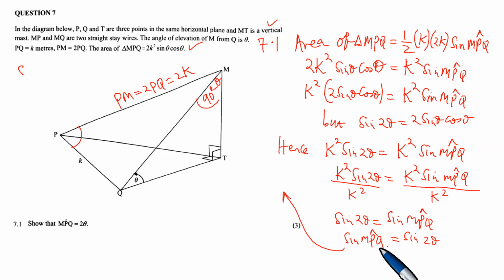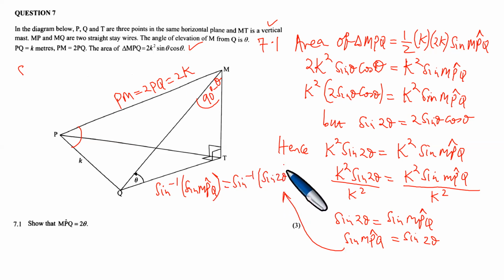Right, so given this now, we can take the arc sine on the left and arc sine on the right. Let's just do that. So we take the arc sine on the left, and then we have the sine of angle MPQ, which is the arc sine of the sine of twice theta. Okay, so the arc sine removes, and we have MPQ is equal to twice theta.